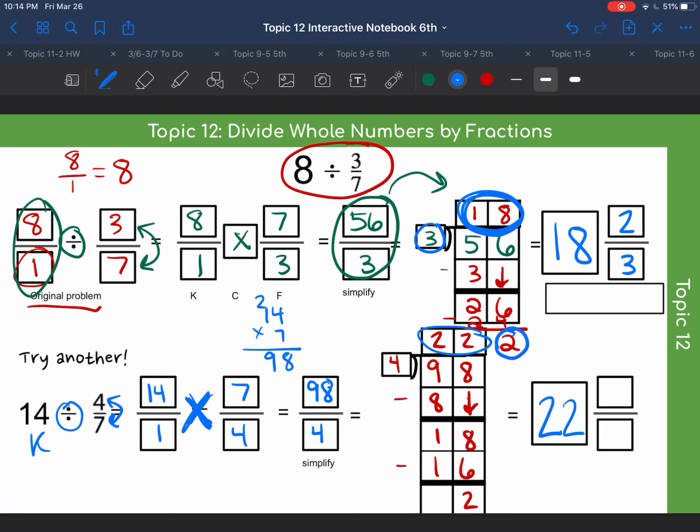So your final answer, 22 times it goes in. 2 left over out of 4. And we can actually simplify 2/4 to make it a half. So your answer is 22 1/2.